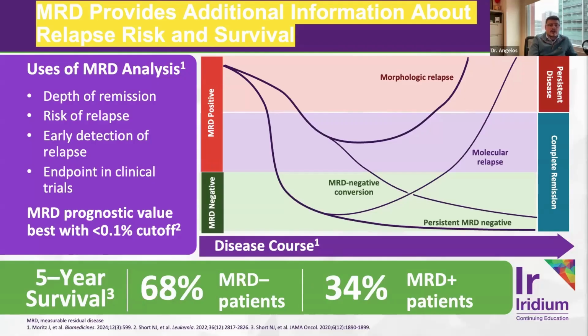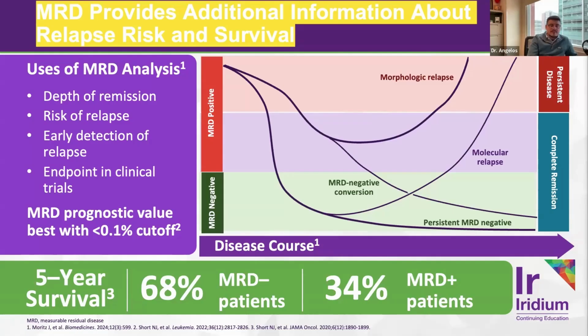The data is very clear if patients are MRD negative going into a bone marrow transplant, specifically if they are older and you're pursuing reduced intensity conditioning approaches, those outcomes are markedly better in terms of overall survival as compared to if patients are MRD positive going into their transplant.